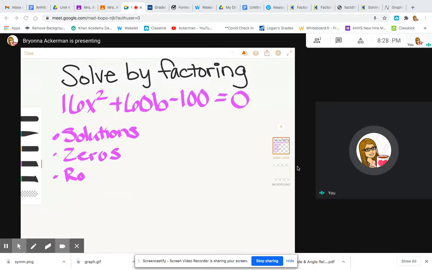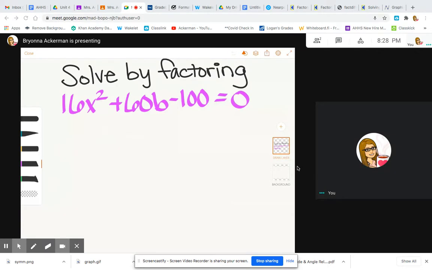And so we have the 16x squared plus 60x minus 100 equals 0. Okay? And so when we're factoring and we're actually solving, if for some reason there's a constant or something else on the right side, you're going to have to bring it over. So everything has to be on the left side, and on the right side you have 0. So now we're going to factor.